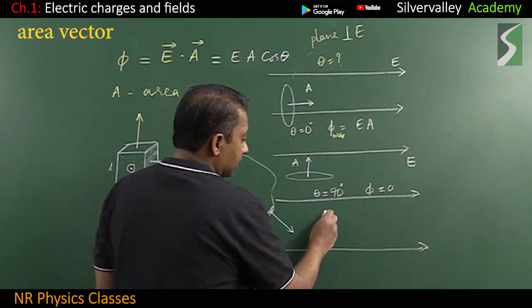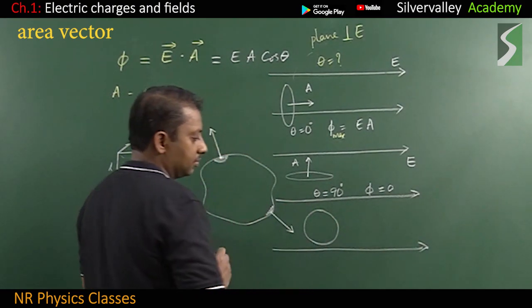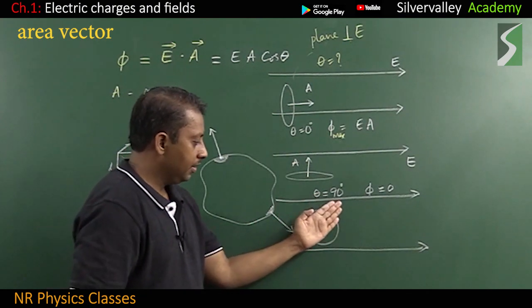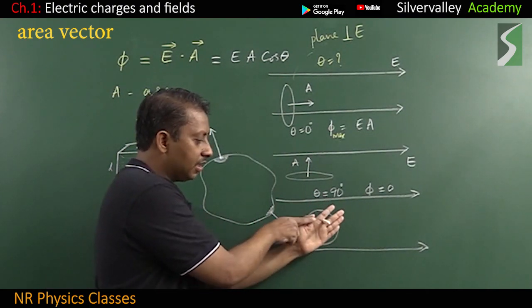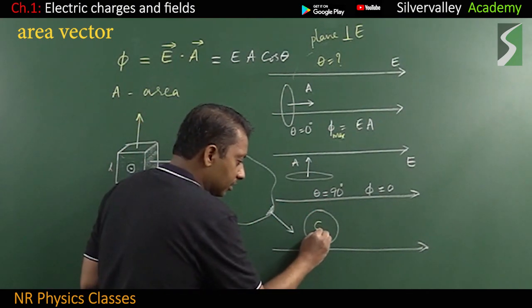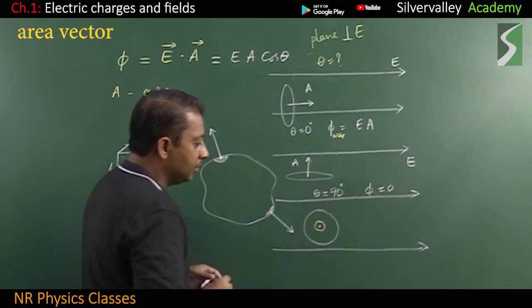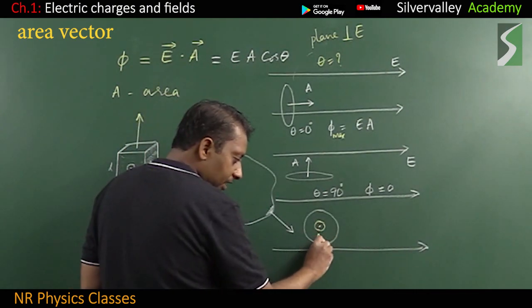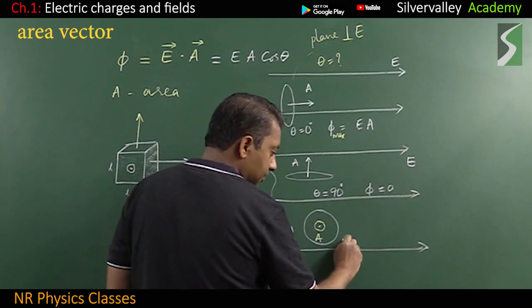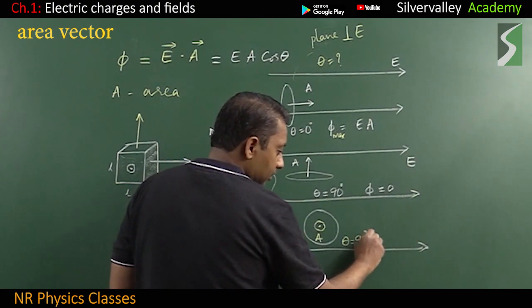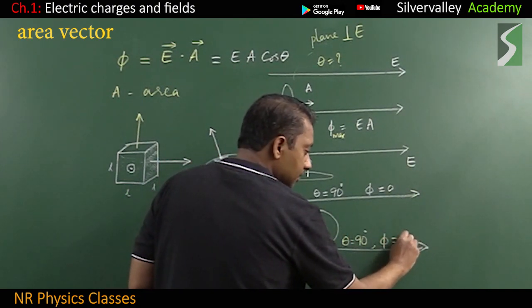Next, this is the circular area. The area vector is perpendicular and outward. So the angle between this area vector and the electric field is 90 degrees. Again, flux equals 0.